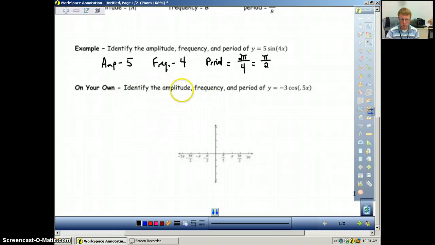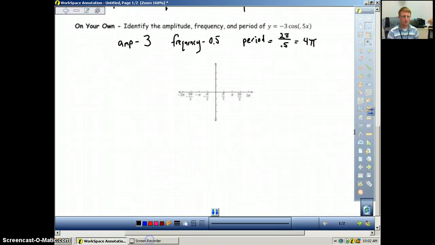So I just want you to identify the amplitude, frequency, and period of this. So try that on your own. Let's see how it goes. Your amplitude here should have been 3. Remember, not -3, it should be a positive 3. Frequency is just 0.5, and the period, if you do 2 pi divided by 0.5, you can reduce that to be 4 pi. So that means that it would take 4 pi for us to go through an entire cycle.